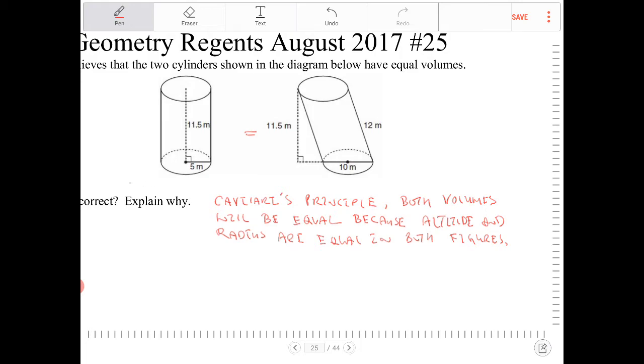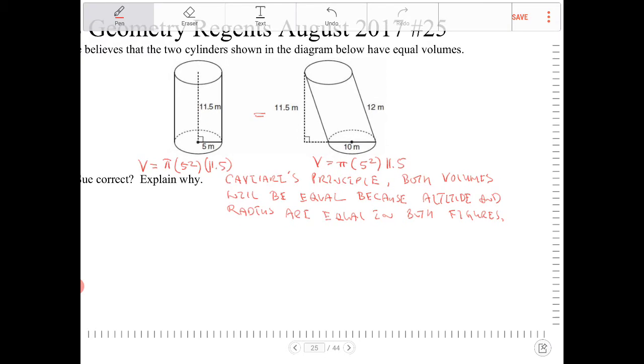The volume of the one on the left is equal to pi times 5 squared times 11.5. And the volume on the right, okay, is the same thing. They're given the diameter, which is 10. So the area of the base is, again, 5 squared, and then times the altitude, which is 11.5. This Cavalieri's principle, even though it's given a fancy name, is really analogous to a familiar situation.